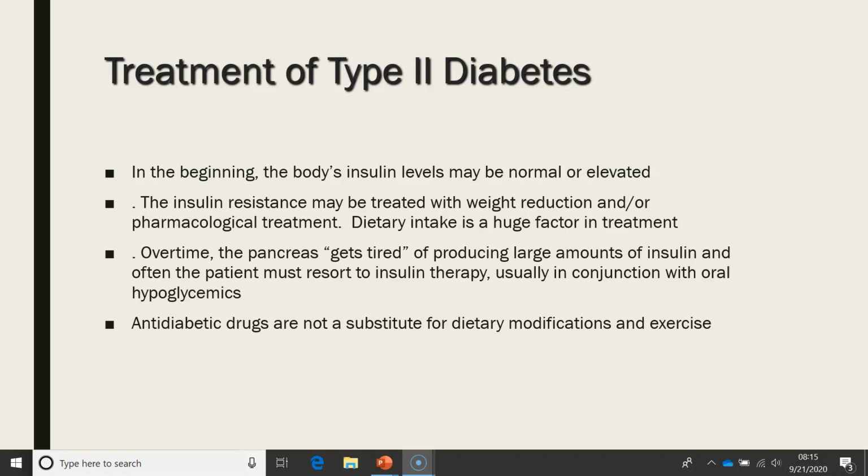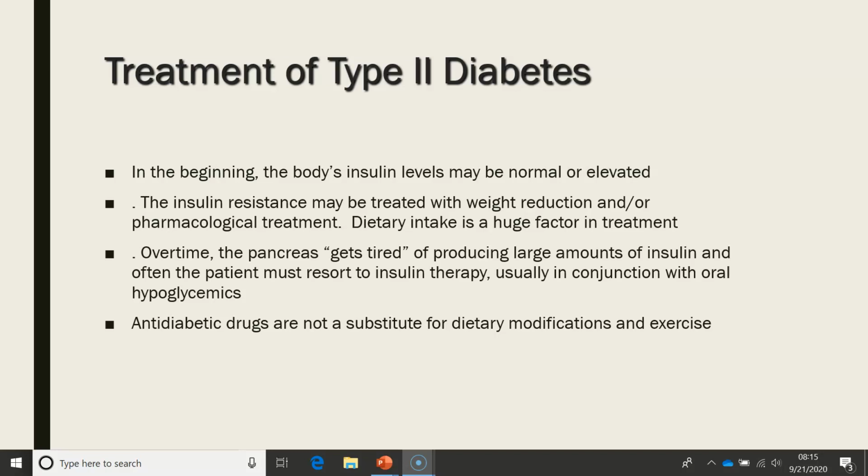Antidiabetic drugs are not a substitute for dietary modification and exercise. A lot of times patients with type 2 diabetes will think, well, I tried the diet, but it didn't work, so now they've put me on anti-diabetic agents. So therefore now I don't have to worry about my diet as much because I'm taking this pill for it or I'm taking this shot for it.